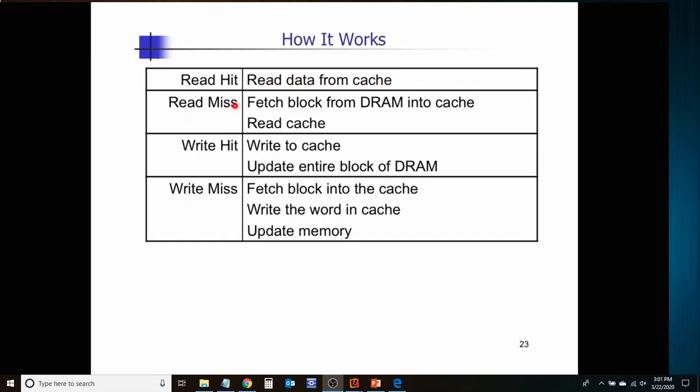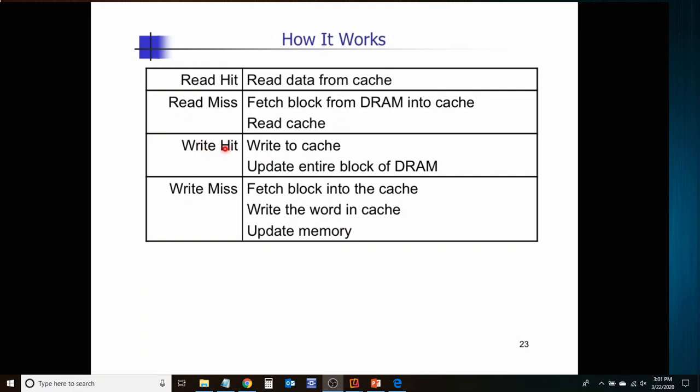And if you miss it, then you try to fetch an entire block, which could be a collection of words, from DRAM into the cache, and then read the cache. Note over here, because you're bringing the entire block to leverage spatial locality, you may be able to leverage that, or if the block is too large, then you might not take full advantage of that. And we'll see later on in graphs where this is a problem. This could be a problem.